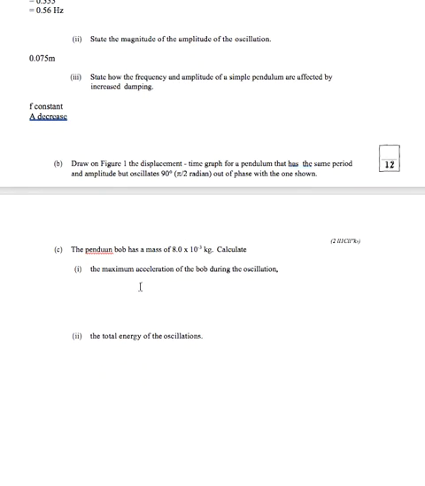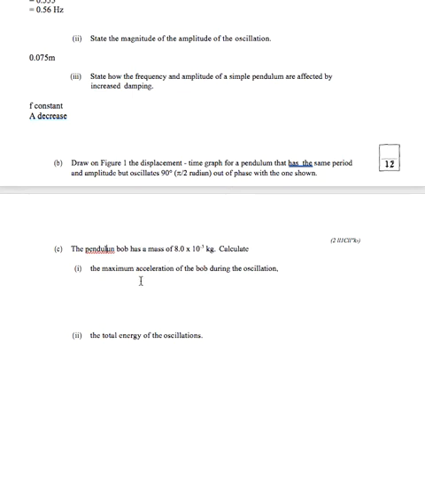Then in part C, the pendulum bob has a mass of 8 times 10 to the minus 3 kilograms. Calculate the maximum acceleration. Well, the maximum acceleration is omega squared a, or minus omega squared a actually.